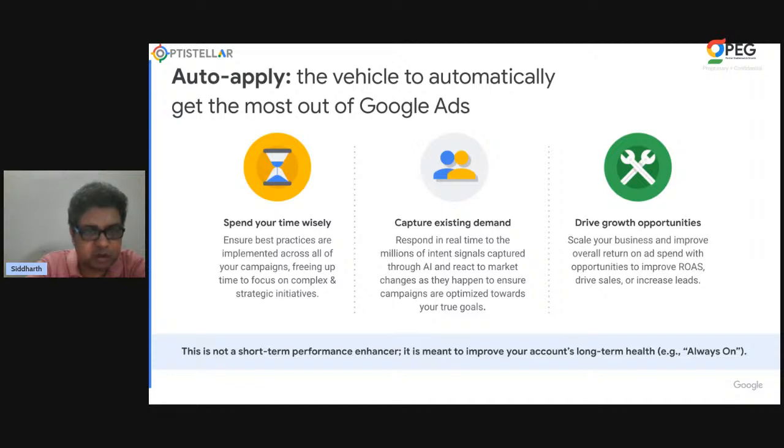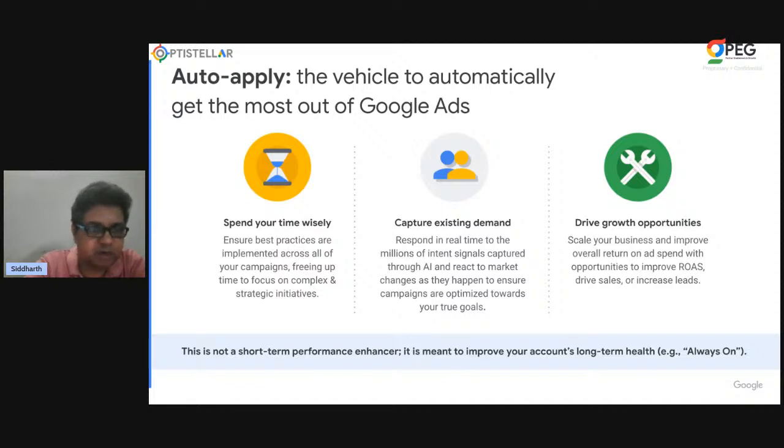However, there could be a second scenario where you decide that a subset of these recommendations you can definitely choose to auto apply. And then you will have a lot of time in your hands as an advertiser. You will be able to devote that time towards more strategic initiatives. You will be able to focus on more complex activities and tasks, right?